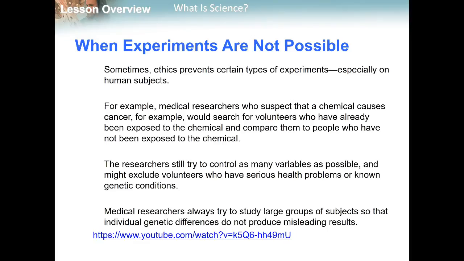So that's a possibility. Researchers will still try to control as many variables as possible when they're doing experiments or they're studying things out in nature. And researchers will always try, if they can, to study large groups of subjects so that individual genetic differences don't produce any misleading results. So if you can, click on that video and watch the video. If not, we might see that in class.